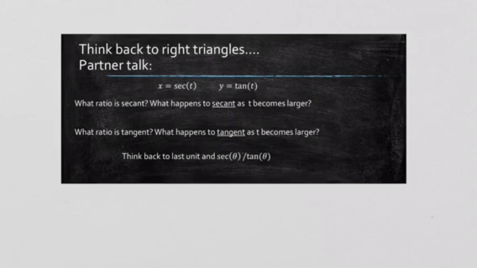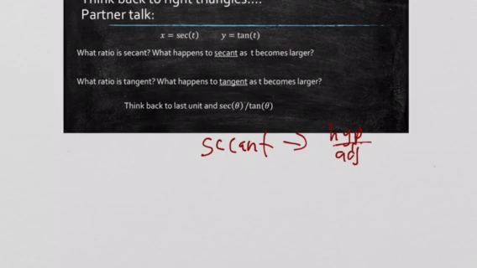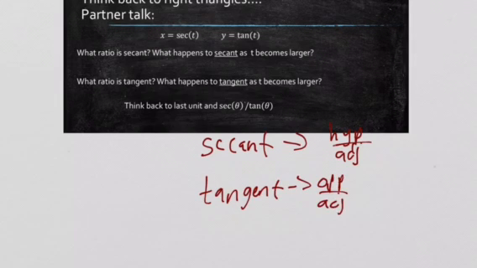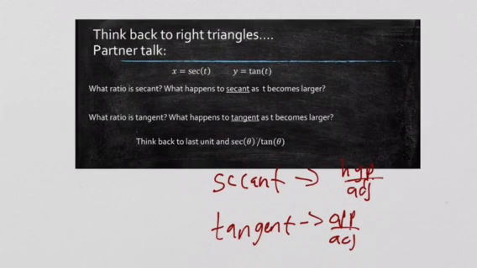So you may recall that secant goes with the ratio hypotenuse over adjacent because it's the reciprocal of cosine, right? Okay, and then tangent, you may remember, is the ratio of opposite to adjacent. So when we think about what happens with our x value and our y value, it's really going to be equivalent to thinking about what happens in a triangle as the angle gets bigger: what happens to the hypotenuse over adjacent, and as the angle changes, how does that affect the opposite over adjacent?